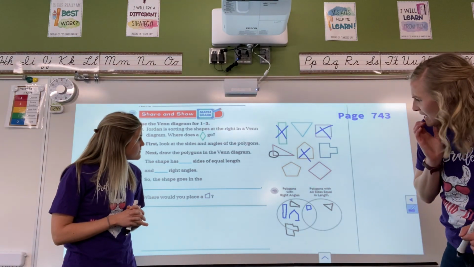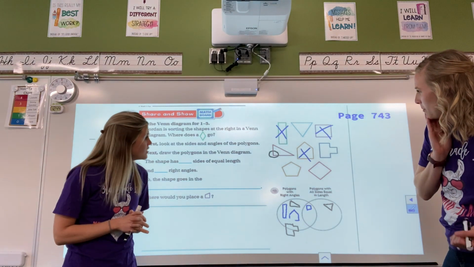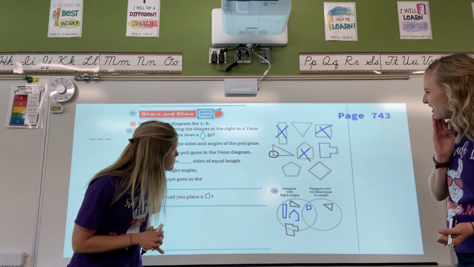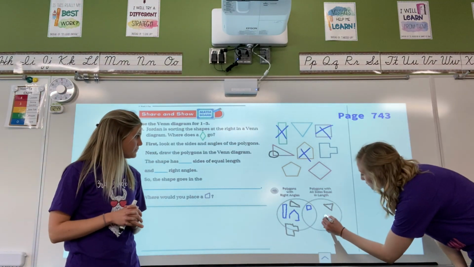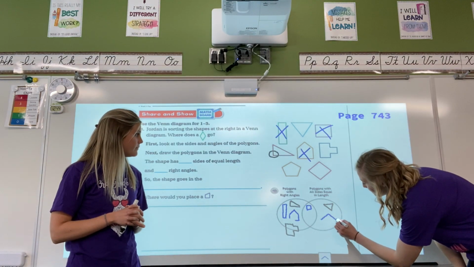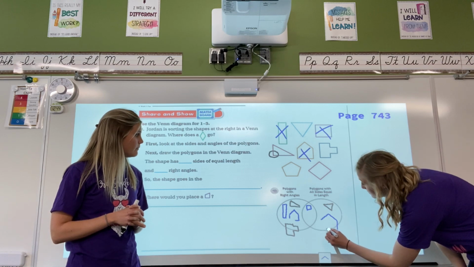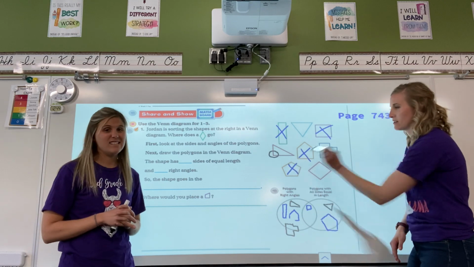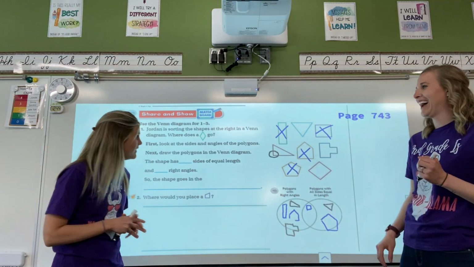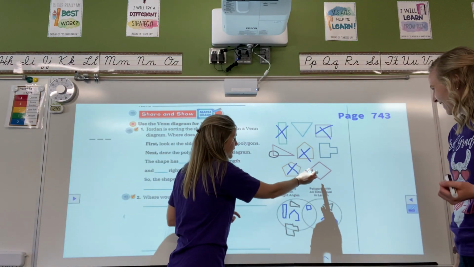I don't see any right angles. Nope. They actually all look obtuse. And all the sides look the same though, don't they? They do, yeah. So it's got to go over here. Oop. Bear with my drawings, third graders. Yeah, kind of hard. All right, and our last one.